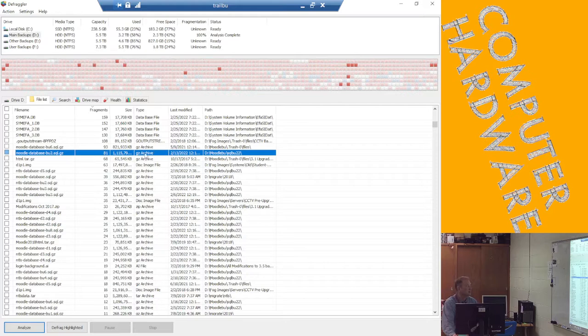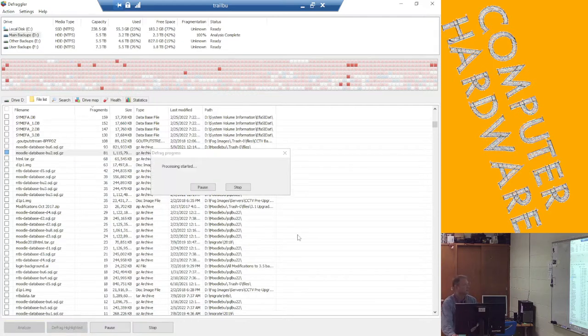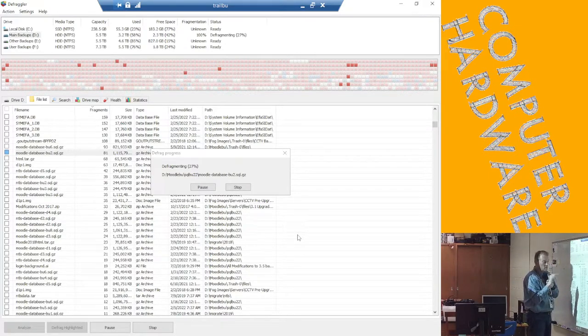This file right here is a Moodle backup. It's 81 pieces. If I go ahead and hit defrag highlighted, it's going to read every single one of these pieces and find a spot where it can put them together. There's 81 pieces spread out all over the place. When it's done, it might go in there. There's a bunch of free space. It's going to put them all together.